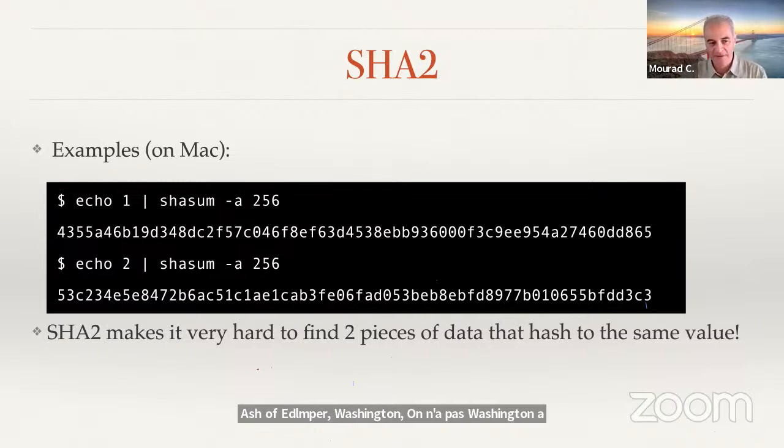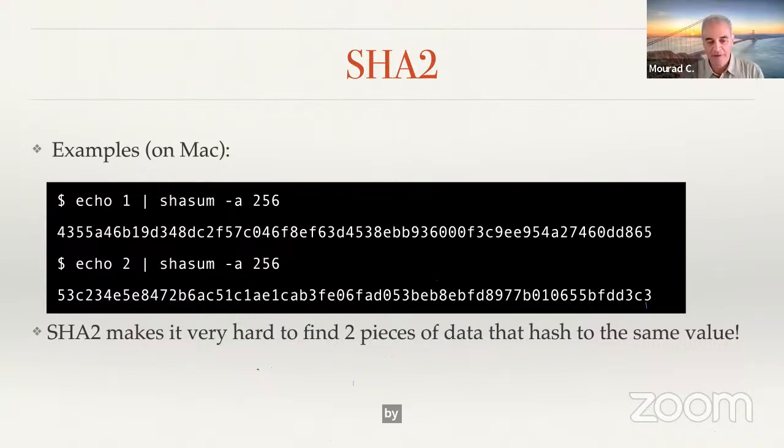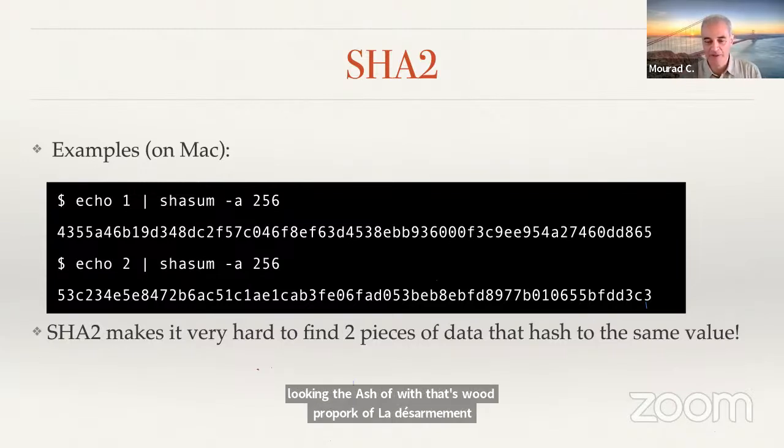And as you can see, the second line is the fingerprint, or the hash, of the number two. Same thing: you see a 256-bit representation of it. If you compare the two hashes, you will see that they are completely different. So someone cannot guess the hash of two by looking at the hash of one, and that's a good property of hashes. SHA-2 makes it very hard to find two pieces of data that hash to the same value. This is a very important property in cryptography.